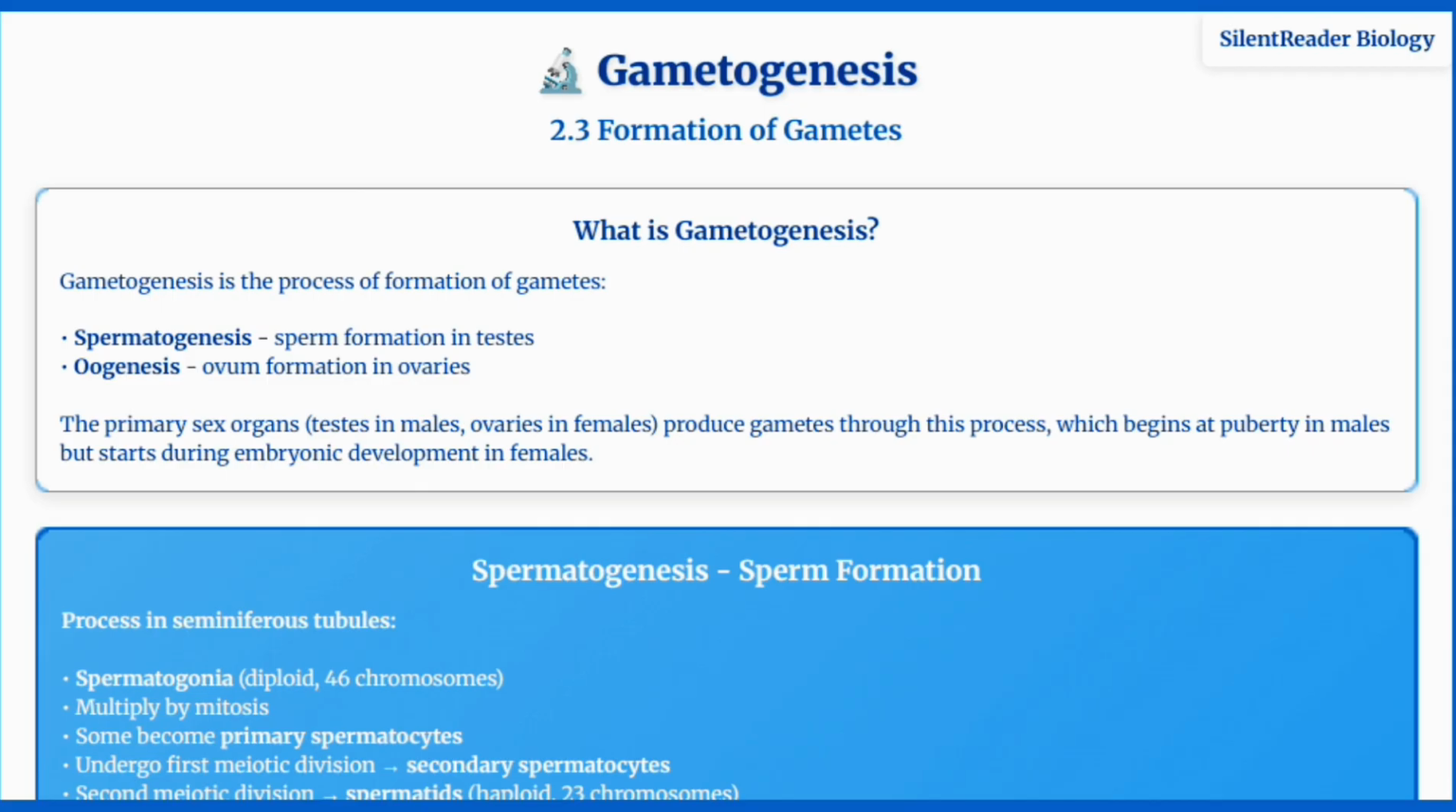The mature sperm become embedded in Sertoli cells before being released through spermiation. This entire process is initiated at puberty due to increased secretion of gonadotropin-releasing hormone from the hypothalamus, which stimulates the anterior pituitary to release FSH and LH. LH acts on Leydig cells to stimulate androgen production, while FSH acts on Sertoli cells to support sperm maturation.